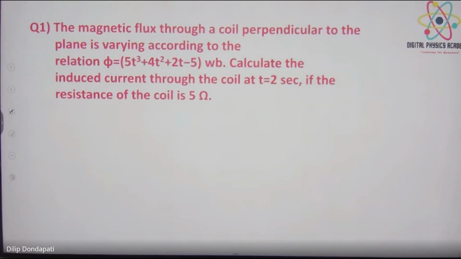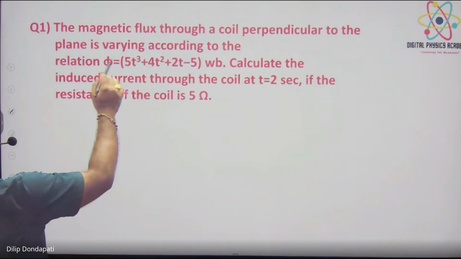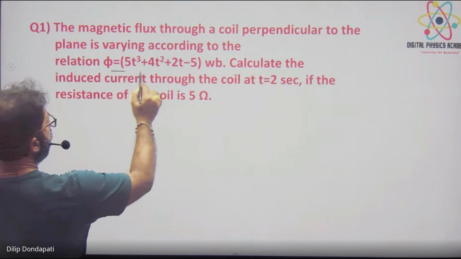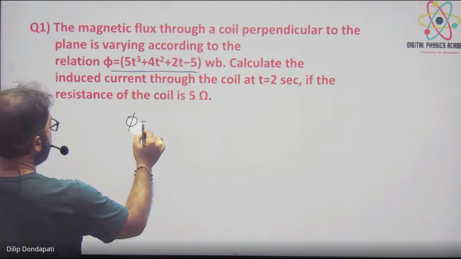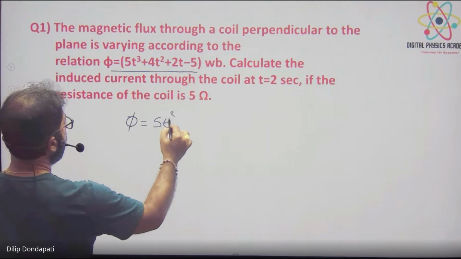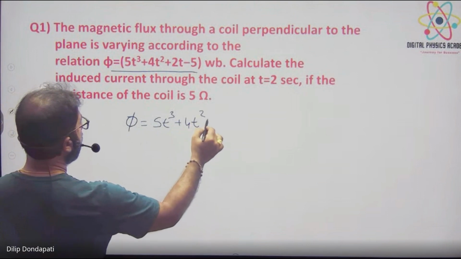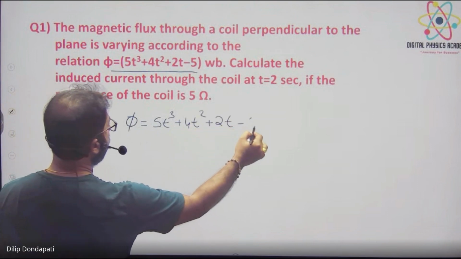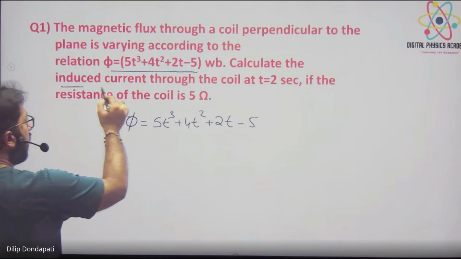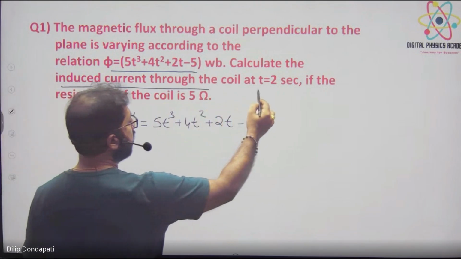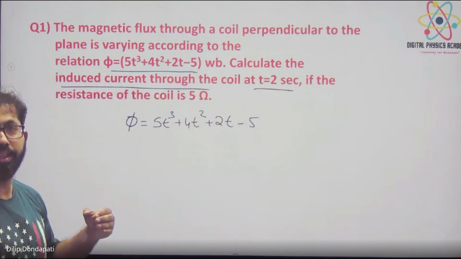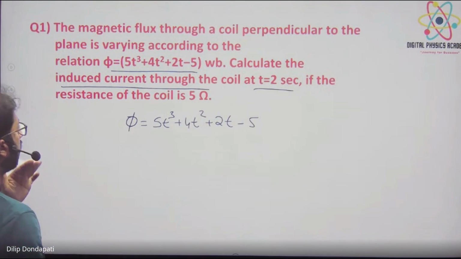A magnetic flux is perpendicular to the plane. He is telling the flux in terms of time is given: 5t cube plus 4t square plus 2t minus 5. Calculate the induced current through the coil at 2 seconds. Matlab he is asking the instantaneous value. Okay, so current is asked, right?